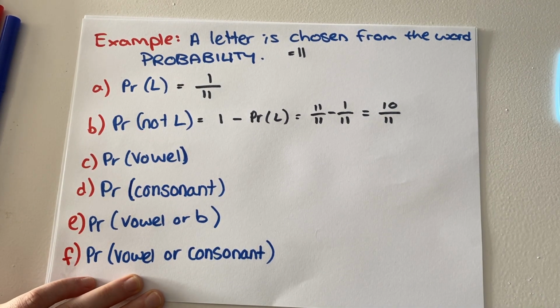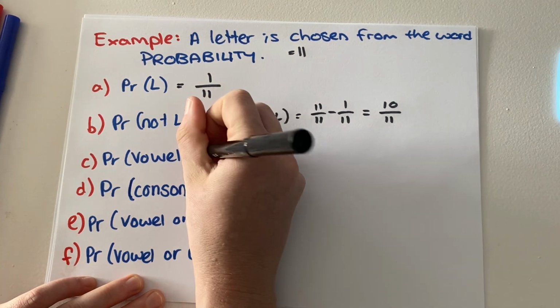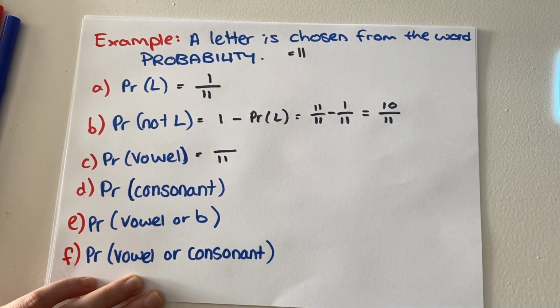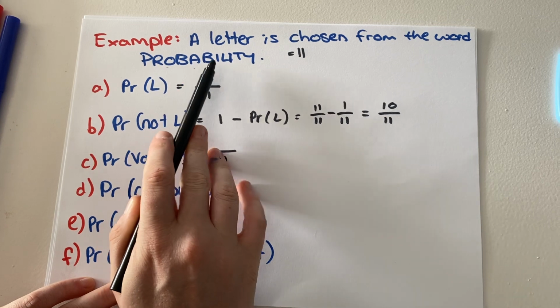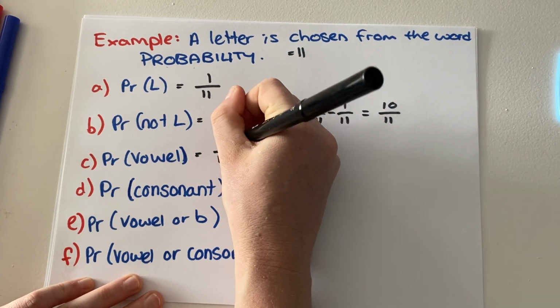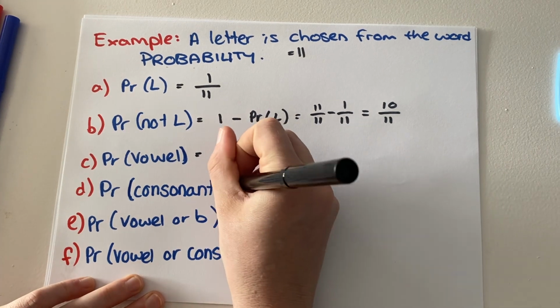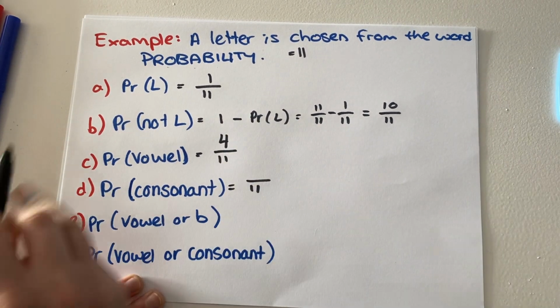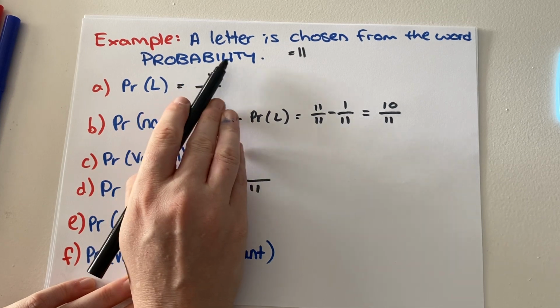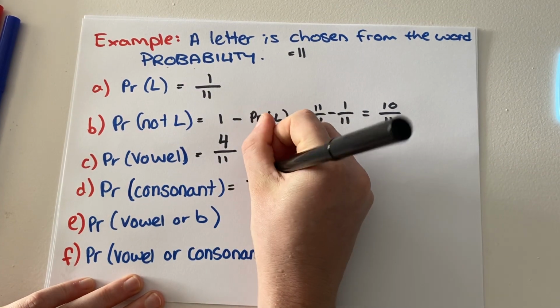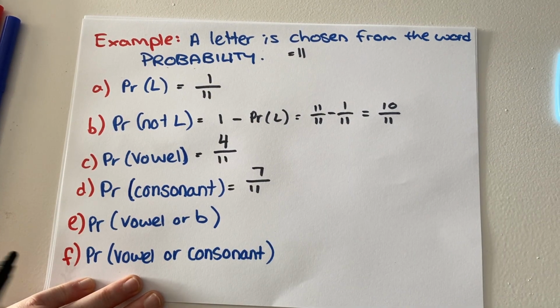Okay, so probability of a vowel happening in this. Remember, total down the bottom straight up. But like I go 1, 2, 3, 4, so there's 4 vowels. Bam, there's my answer. So probability of a consonant, let's go look, still 11 down the bottom. 1, 2, 3, 4, 5, 6, 7. 7 out of 11, okay?